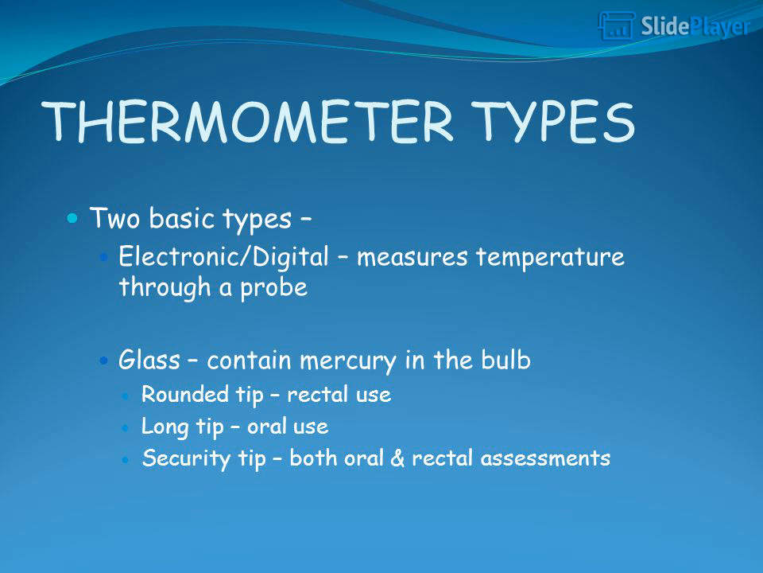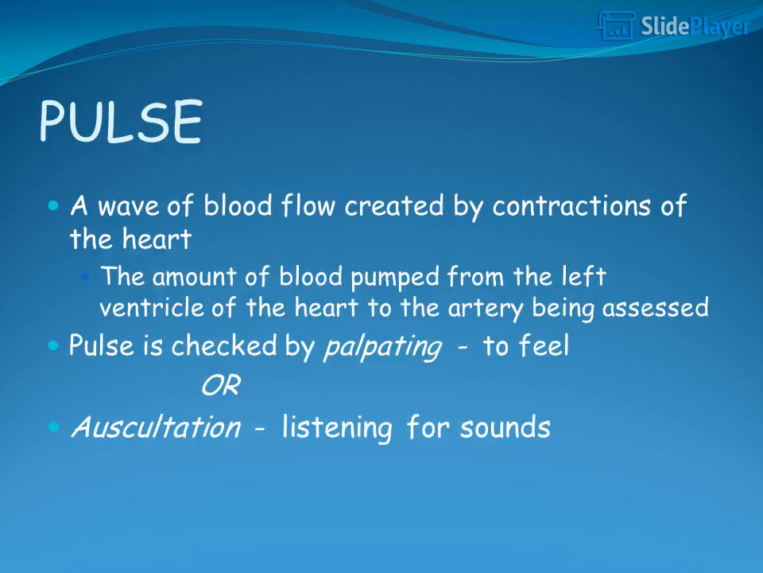Electronic: make sure the probe is as close as possible to the area where you wish to measure the temperature. Disposable plastic covers prevent contamination. Glass may be colored red for rectal, blue for oral and axillary, aka clinical thermometer.